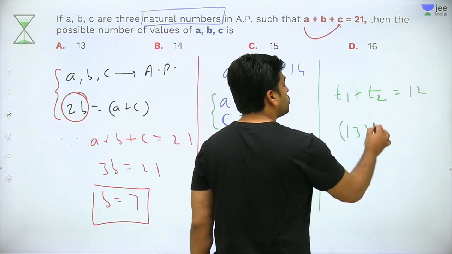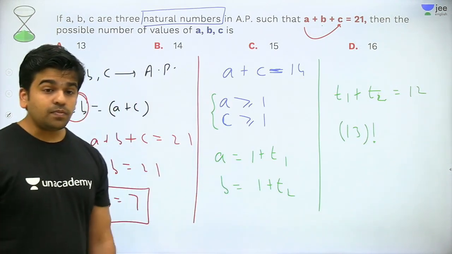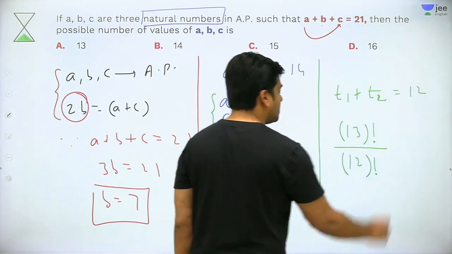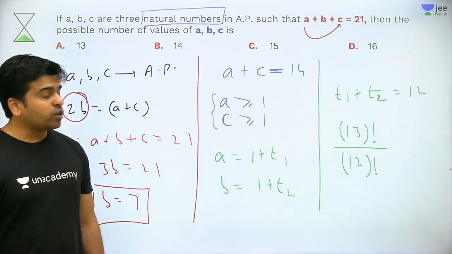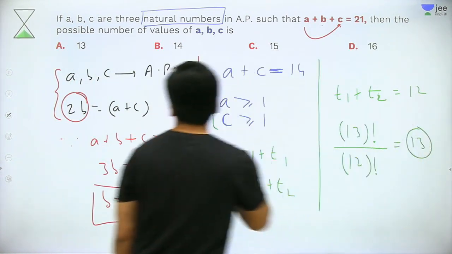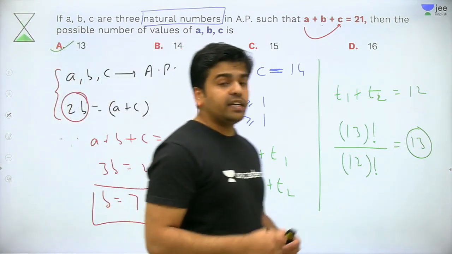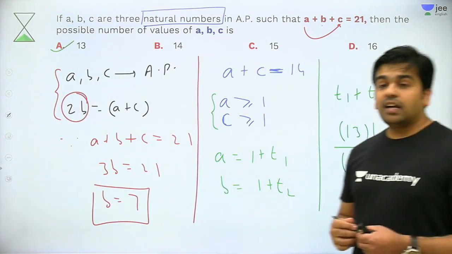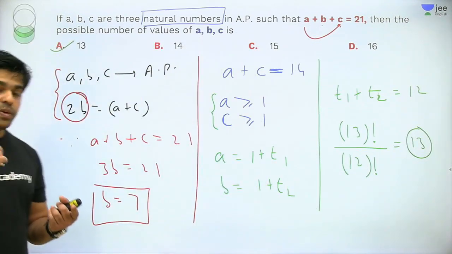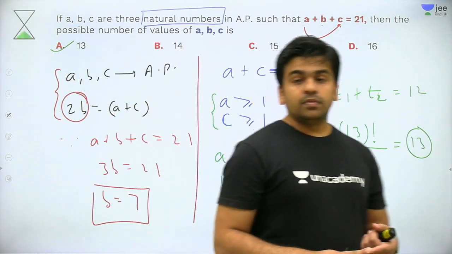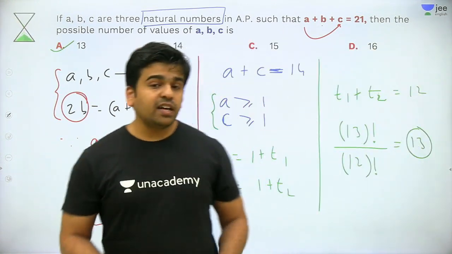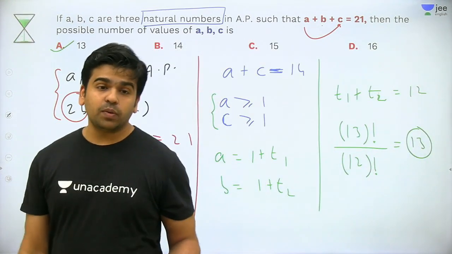So that means I can arrange those 13 objects in 13 factorial ways. But of these 13 objects, since 12 objects are similar, I will have to divide by 12 factorial, and that will leave me with the correct answer, which is 13. This equation can have 13 different solutions, and these 13 different solutions will satisfy the conditions given in the question. The numbers will be in AP and they will be natural numbers, right? We have just made the corrections so that we can get to the equation where the partition method is applicable, right?